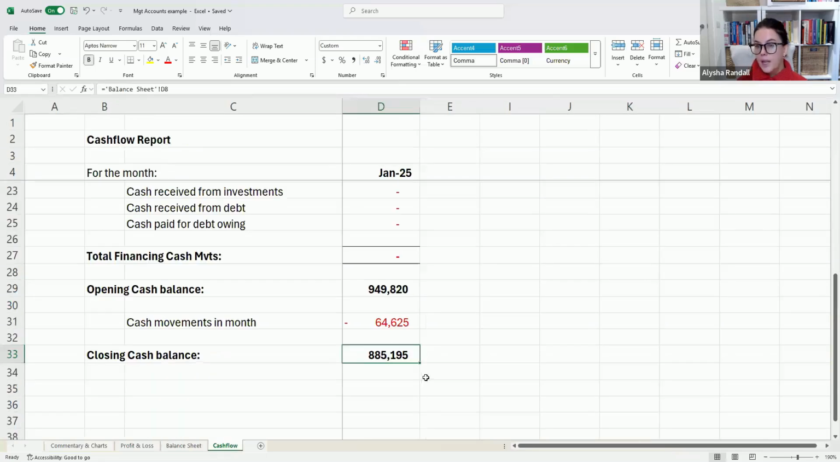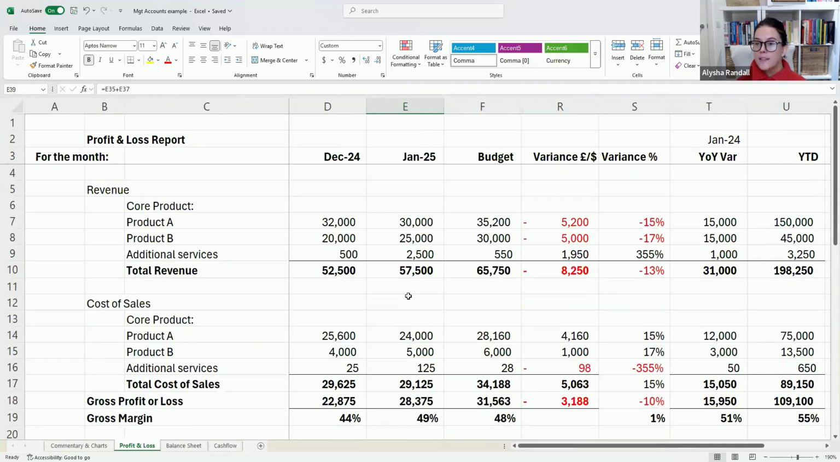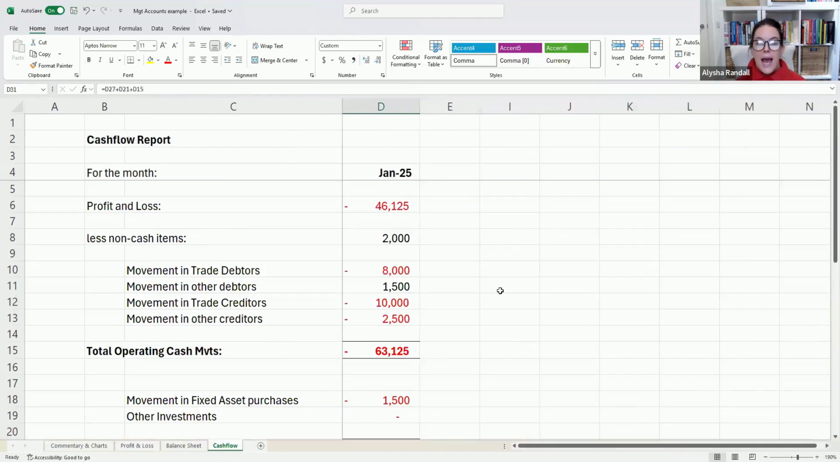Now, what the cash flow statement does is tell you how you went from 949 to 885. And you can see the cash movement in the month was negative 64,000. So with everything that happened in the business, you lost 64,000. Now, this is different to the P&L, and it should be different, because the P&L is showing things that you incurred or invoiced or people sent you bills for, but it's got nothing to do with cash. This is where the cash is. And it's basically around timings.